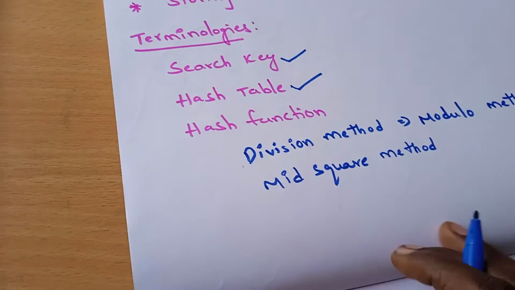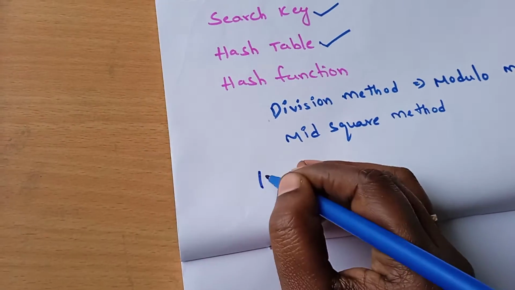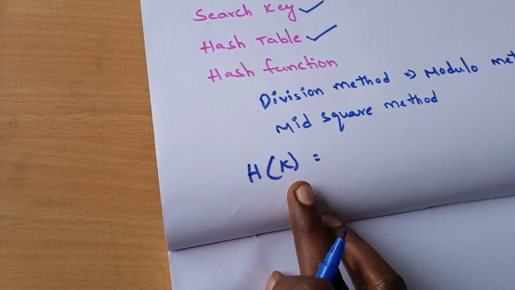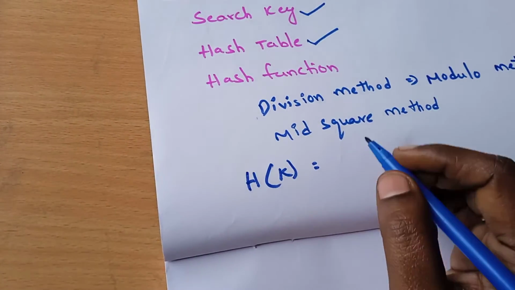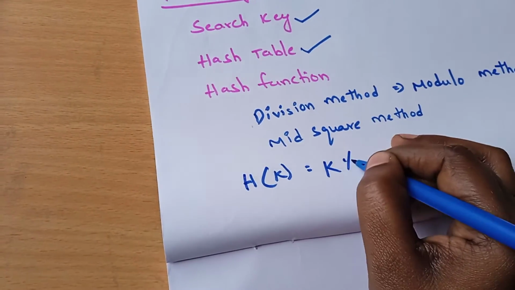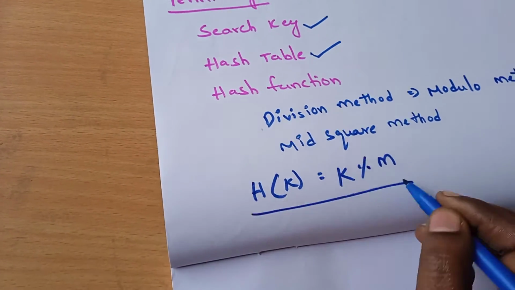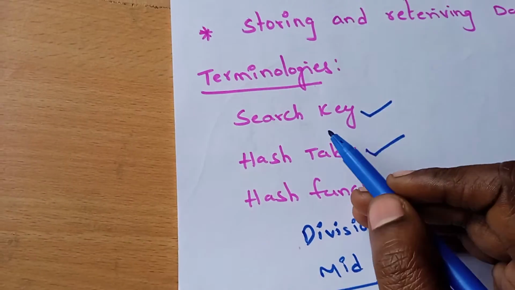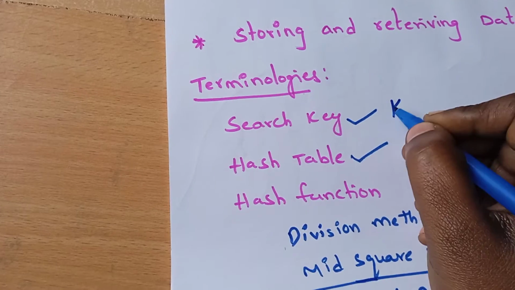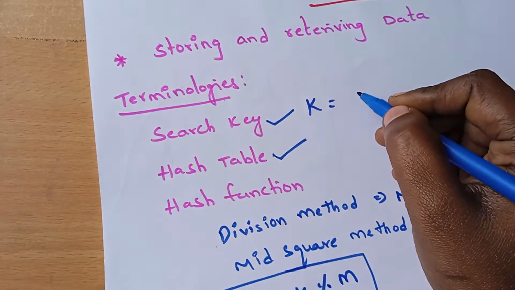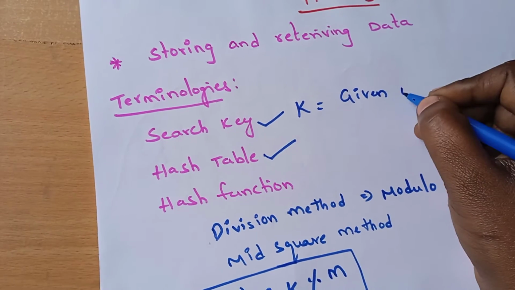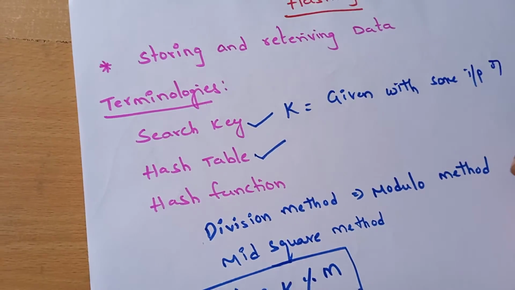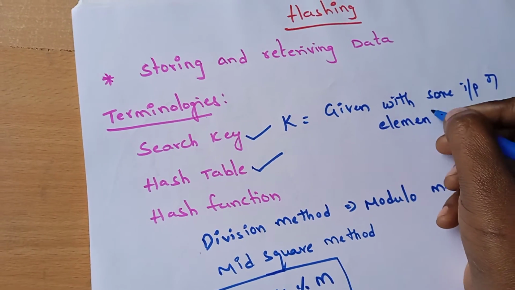Now let's see what the hash function is. The hash function is h of k. We are writing this hash function to store the elements k. Now h of k is equal to k percentile m, that is k mod m. This is the modulo method. What is your k? K is nothing but search keys. We will be given some input or some elements.